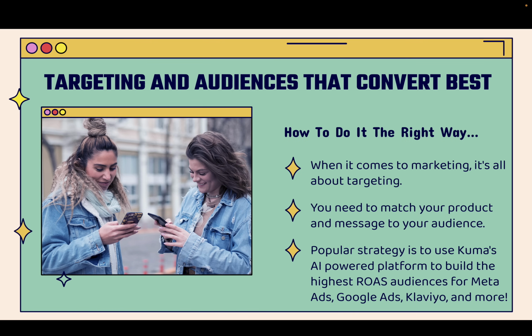And when it comes to marketing, it's all about targeting, right? You have a product, you need to match it up in front of the right audience. And how are you going to do that? With great targeting, with great audience targeting, with great interest targeting, with the ability to understand and reach exactly who wants to buy your product. And Marketing 101 says you need to match your product and message to your audience, right? You have a product, you have a brand. Where do you find these audiences? How do you build these audiences?